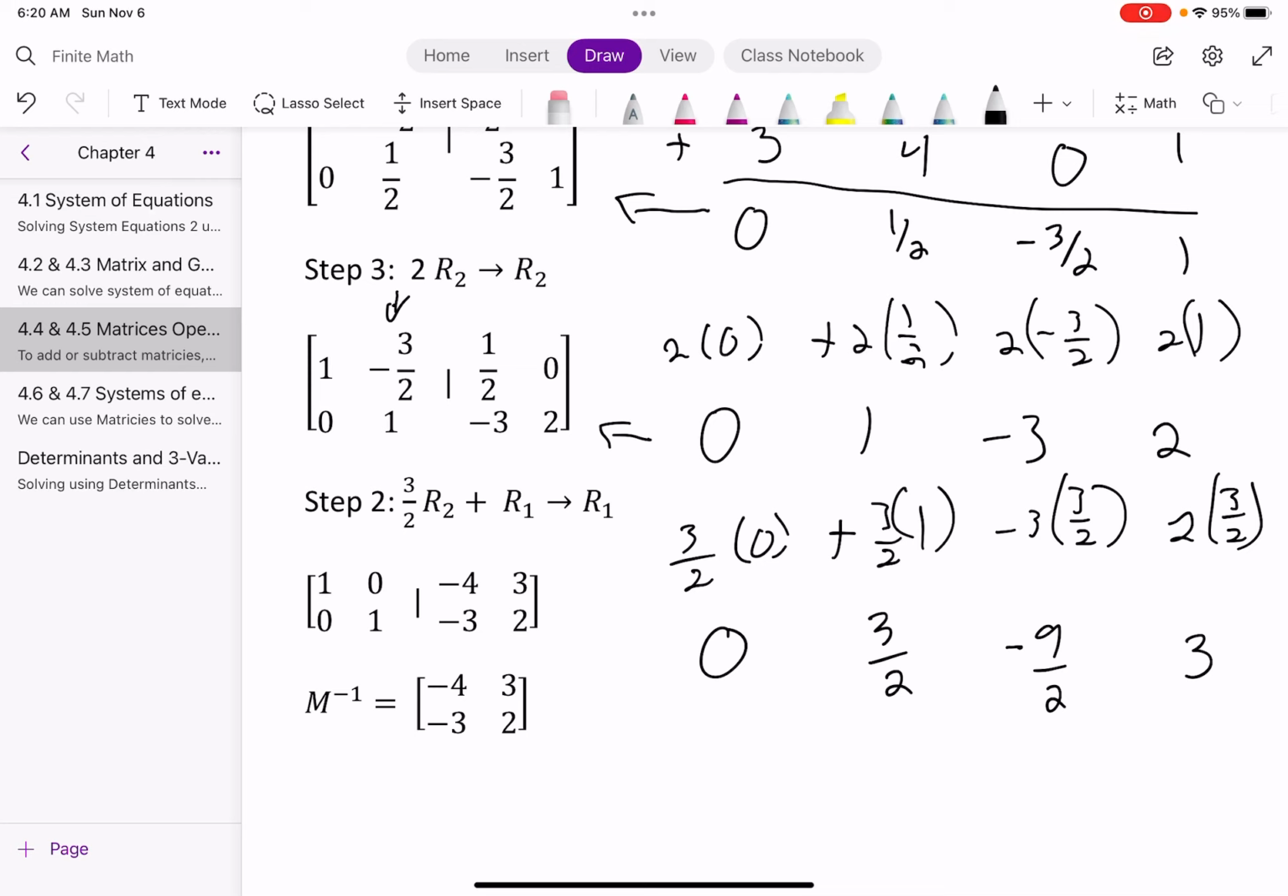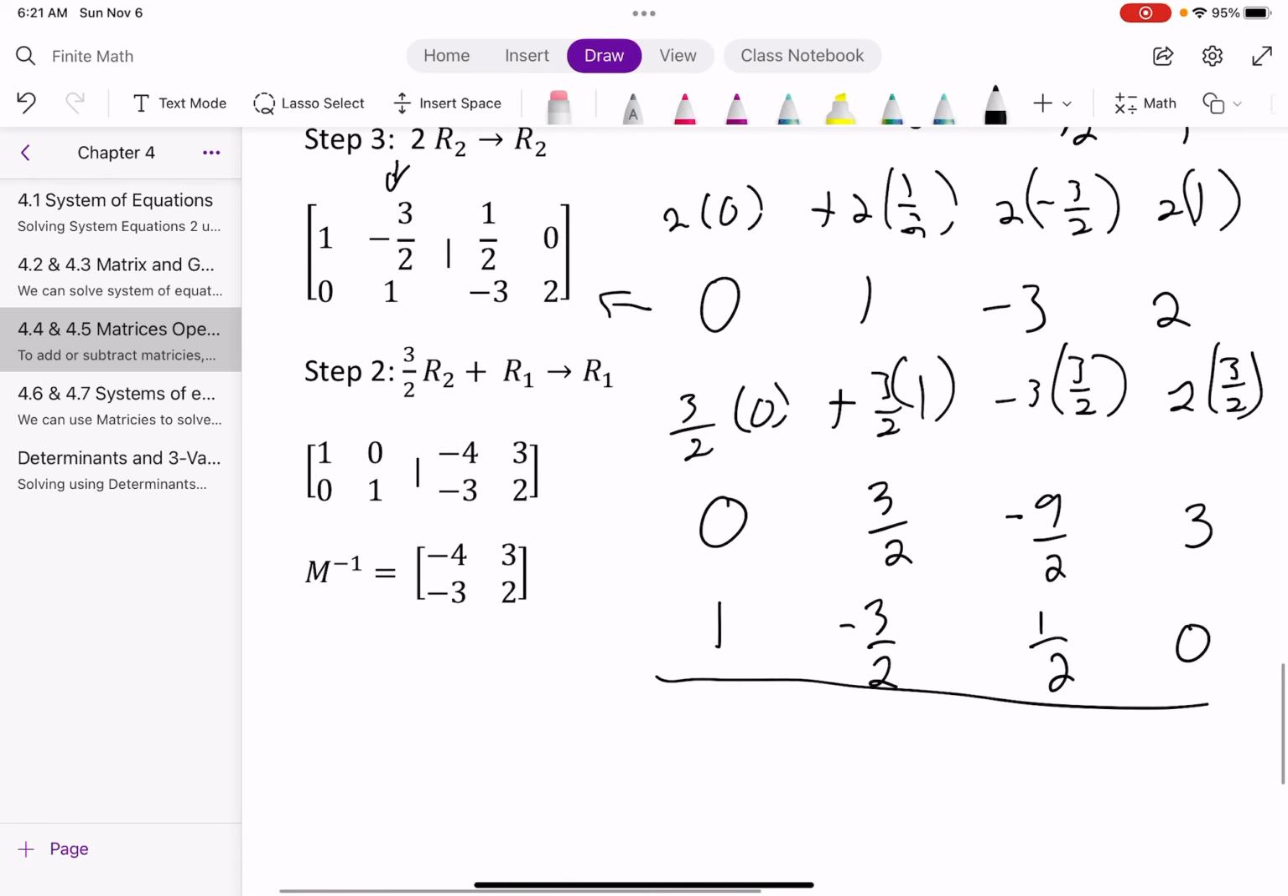And then we're going to add it to row 1. So we got 1, negative 3 halves, 1 half, and 0. We add them together, and we get 1, 0. Adding these together gives us negative 8 halves, which is negative 4. And then we get 3, and that replaces up here in row 1. And now our matrix on the right here is our inverse matrix. So our inverse matrix is negative 4, negative 3, 3, 2.